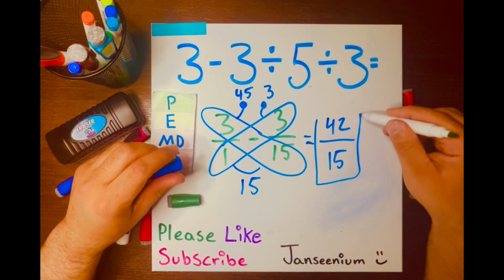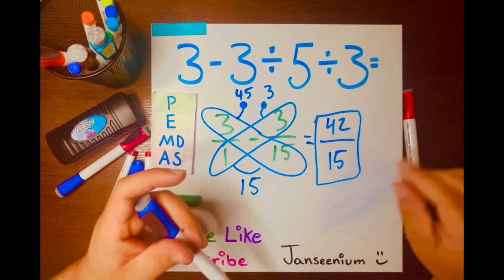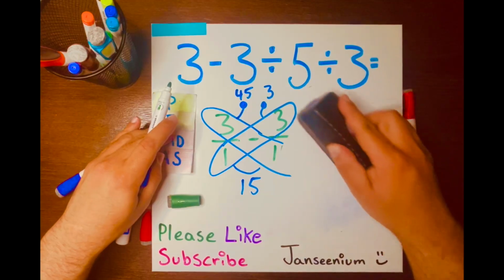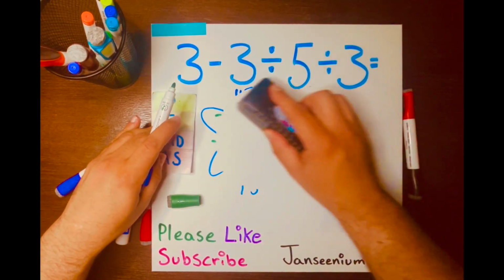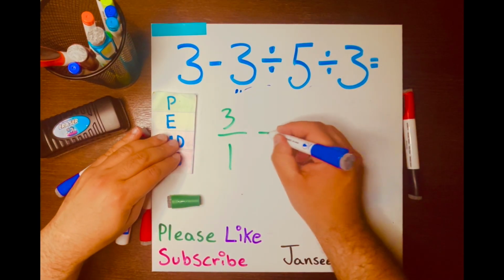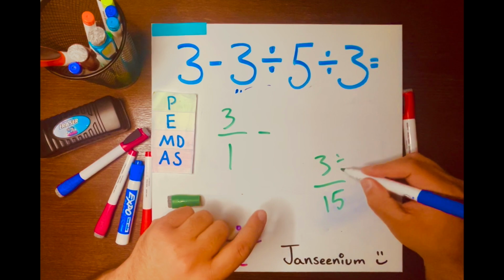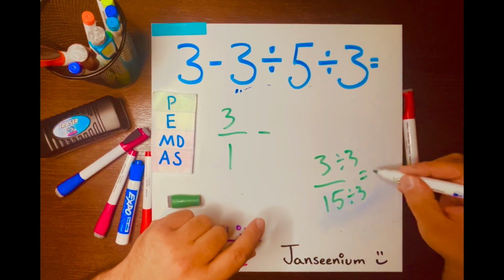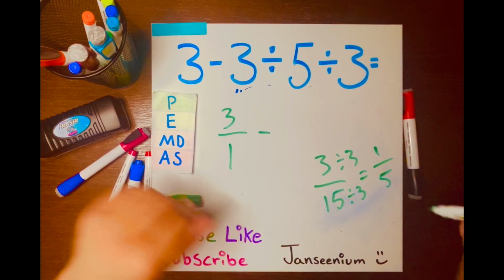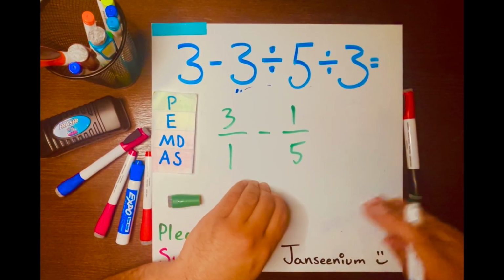And this cannot be broken down further, but there's another step you could have done. We could have broken this 3 over 15 down further. So let's do that. Let's erase all this and write 3 over 1, right? 3 over 1 minus, and let's break this proper fraction down further. So we can just divide it like this. 3 divided by 3 is 1, and 15 divided by 3 is 5. So we have 1 over 5, and that makes the numbers more simple when they're smaller.